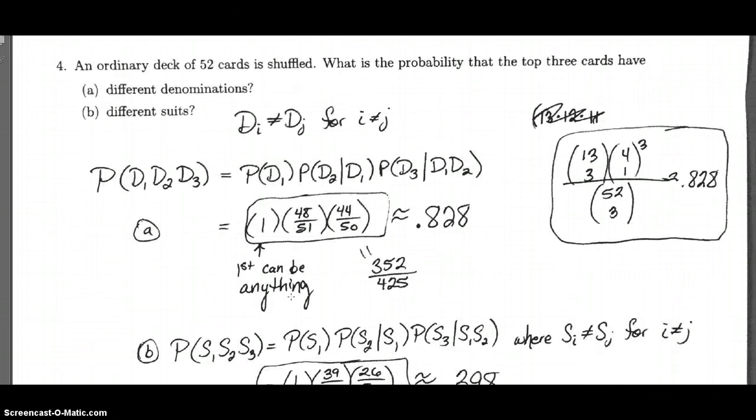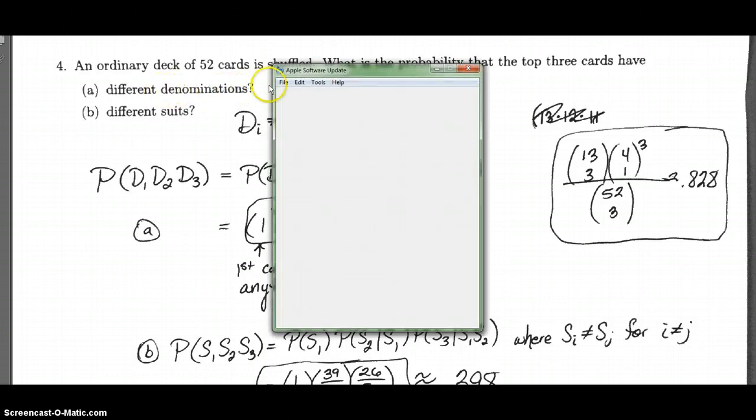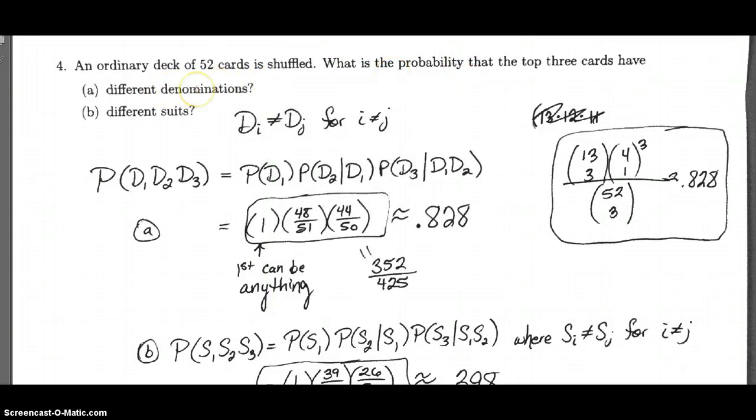Okay, we have question number 4 here, different denominations. So again, I used this vocabulary word because it was exactly as it was used in the original problem in your homework. If you didn't know, I would tell you on the test, but this means ace, 2, 3, 4, 5, 6, 7, 8, 9. So there's 13 denominations there. And then, of course, 4 different suits: hearts, diamonds, spades, and clubs. So different denomination. Let's just look at a couple ways to do this.